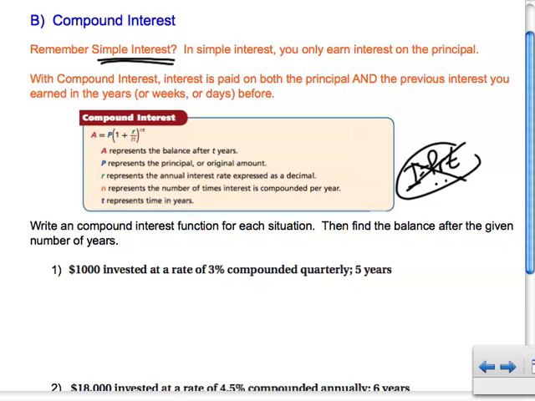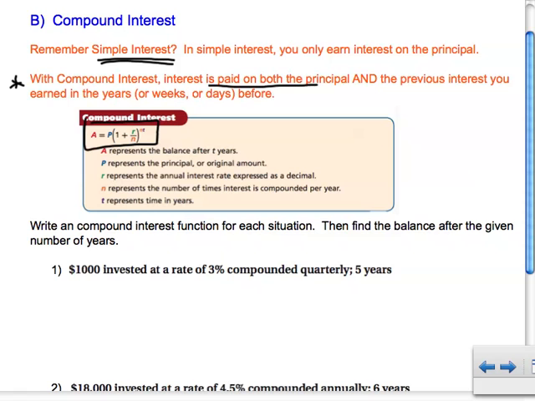We use compound interest. Compound interest is here, and there's a lot more going on because you shouldn't only calculate interest after your 5 or 6 or 7 years. You should stop and calculate interest along the way and then add that back into your principal. So that's kind of the idea of compound interest. Interest is paid on both the principal and the previous interest you earned in the years before. Okay, so I'm going to start by writing down that formula here: P(1 + r/n)^(nt).